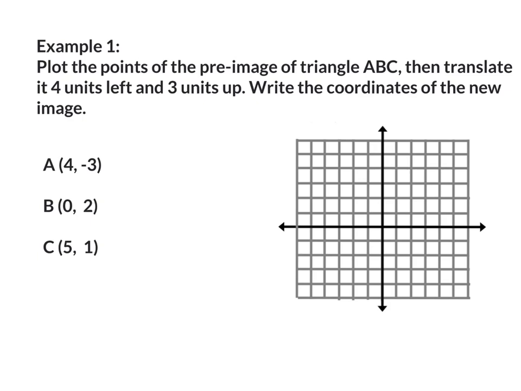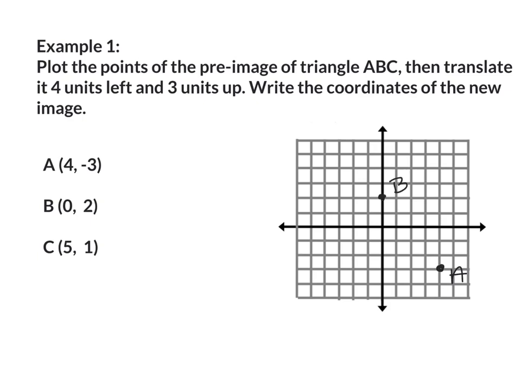Example number 1. Plot the points of the pre-image of triangle ABC. Then translate it 4 units left and 3 units up. Write the coordinates of the new image. So first I'm going to start off by plotting my points. I'm going to go to 4, -3. So to the right 4, 1, 2, 3, 4, down 3, 1, 2, 3. That'll be point A. And then 0, 2, start at the origin, go up 2, 1, 2.